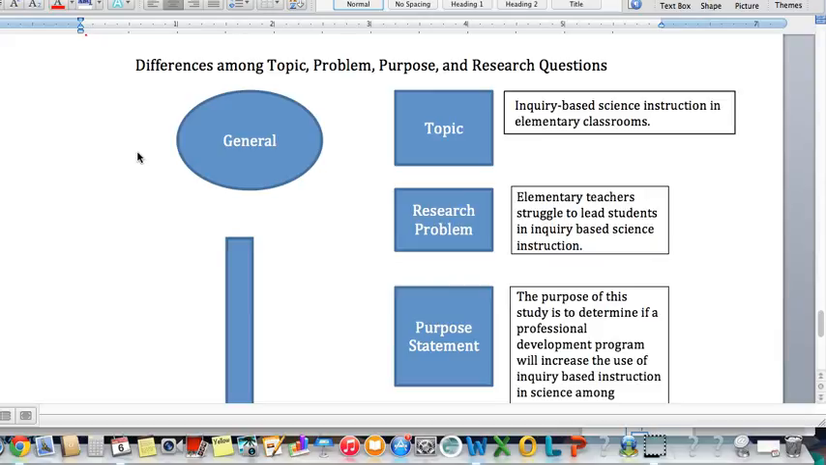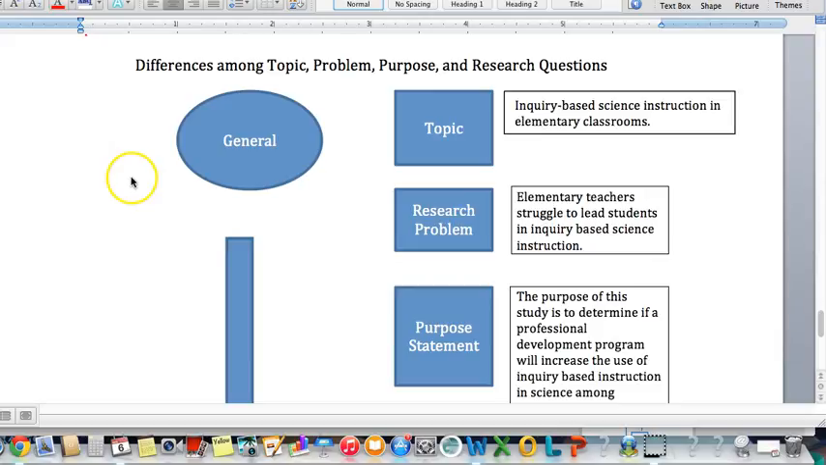Through my reading, I found there was a problem with elementary science teachers, that they struggled to lead inquiry-based science instruction. So what you do, you consider your topic, and then you do some reading and you see what kind of problems may be out there. Maybe there is an underuse of technology in classrooms. Maybe there is a lack of engagement in social studies. It could be many different things.